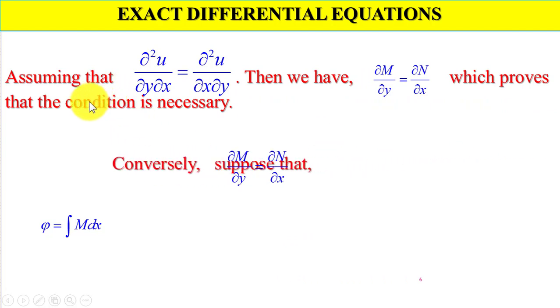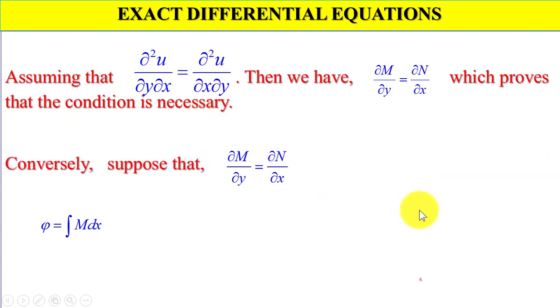Now, assuming that ∂²u/∂y∂x is equal to ∂²u/∂x∂y, then we have ∂M/∂y is equal to ∂N/∂x, which proves the necessary condition, that is, which proves that the condition is necessary.